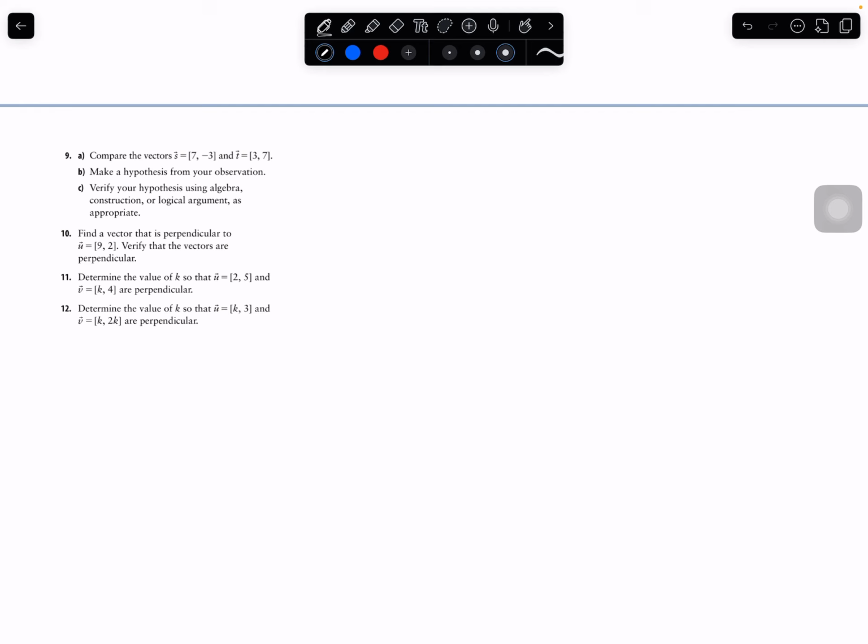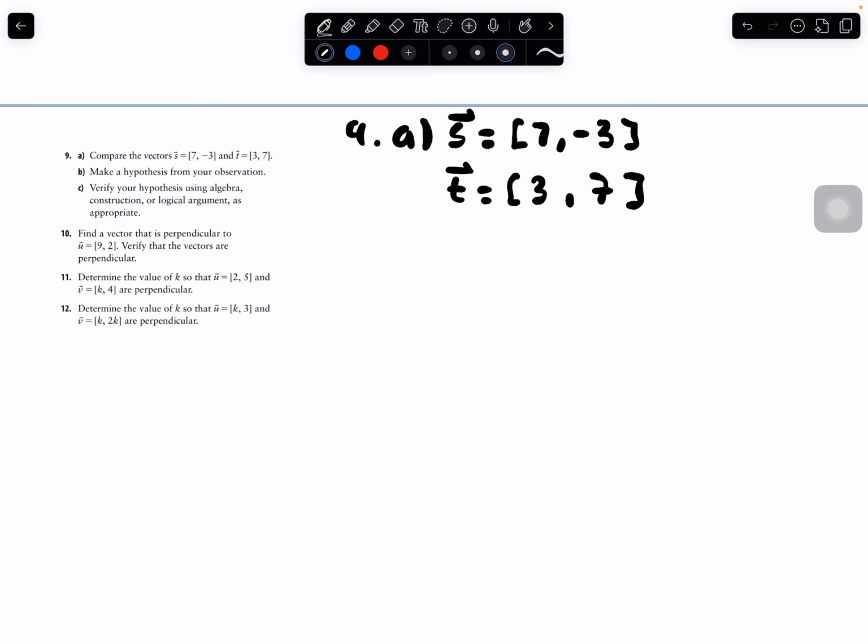So, question 9. This question asks us to compare the vectors s and t. And 3, 7. So what jumps out at me initially is that I think they're orthogonal. So I think S is orthogonal to T. Now, why do I think that?